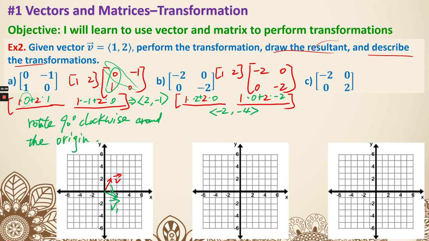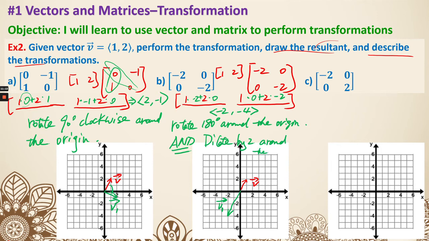So let's draw it out. First, that is my original vector. My new vector is going to be negative 2, negative 4 right here. And as you may notice, for sure it is rotating because it's pointing in the completely opposite direction. So it's rotating, not 90 degrees, actually 180 degrees around the origin. And that's not the only thing, because you can see the size changed. That is going to be dilation by 2 around the origin.